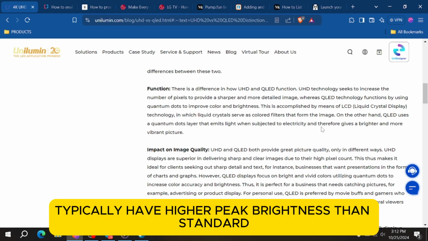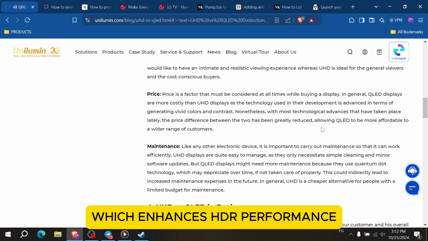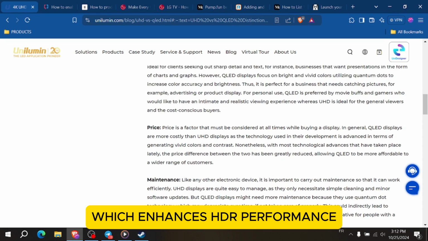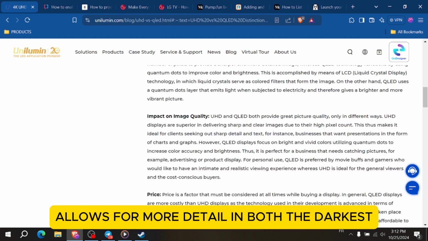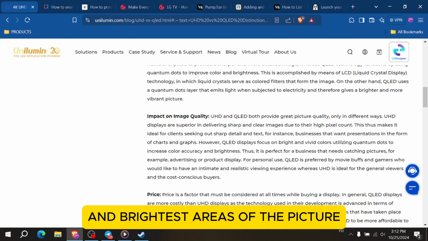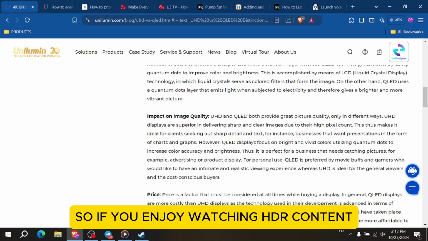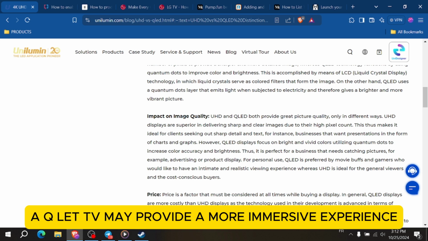QLED TVs typically have higher peak brightness than standard UHD 4K TVs, which enhances HDR performance. HDR, or High Dynamic Range, allows for more detail in both the darkest and brightest areas of the picture. So if you enjoy watching HDR content, a QLED TV may provide a more immersive experience.